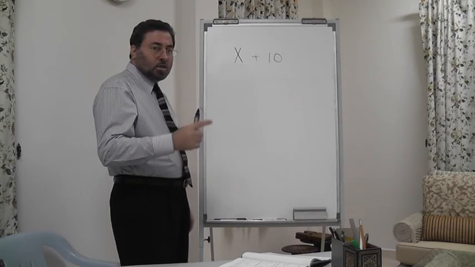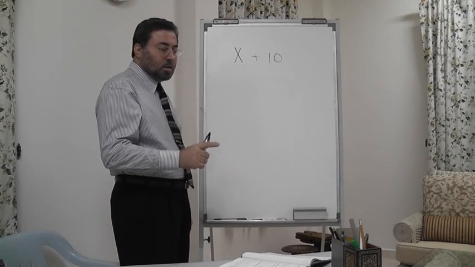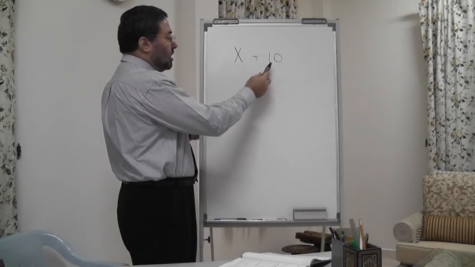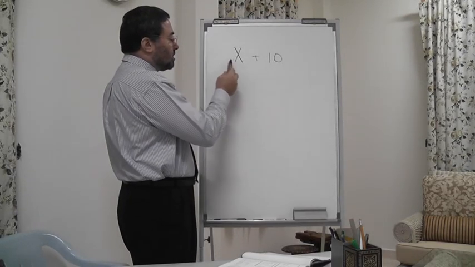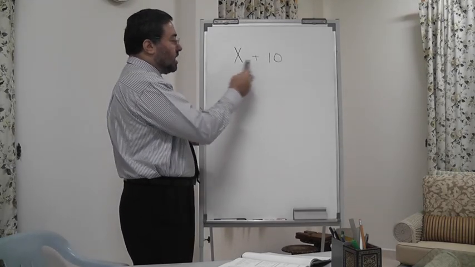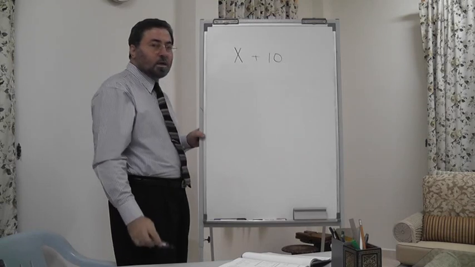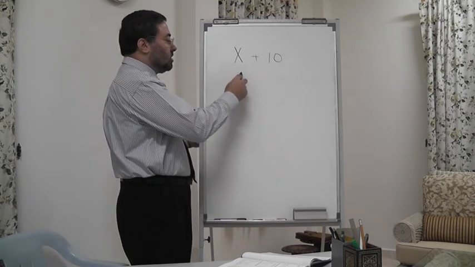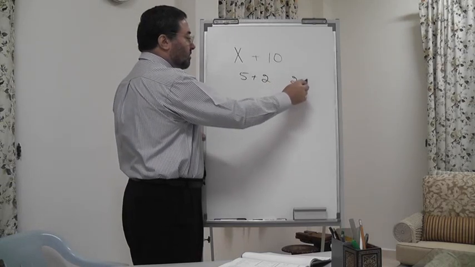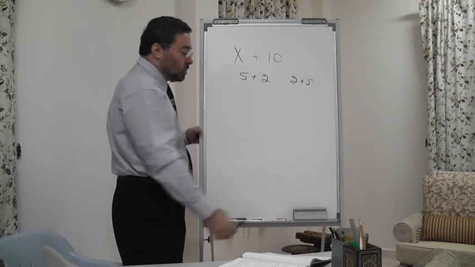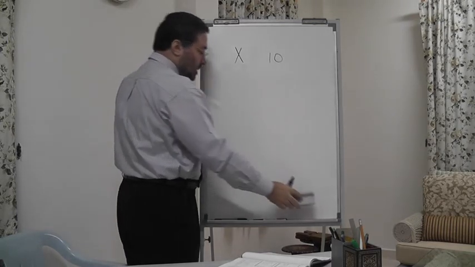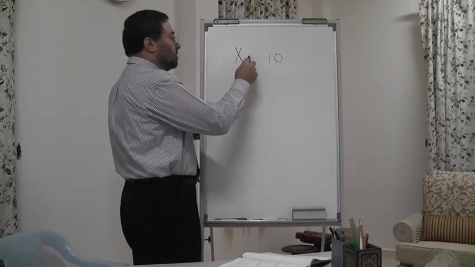Notice that I can change the sequence of the items. I can say 10 plus the price of the book, or I can say the sum of 10 and the price of the book. In this case, it does not matter, because in addition, 5 plus 2 is the same as 2 plus 5. However, when we come to subtraction, that will be a little bit different.